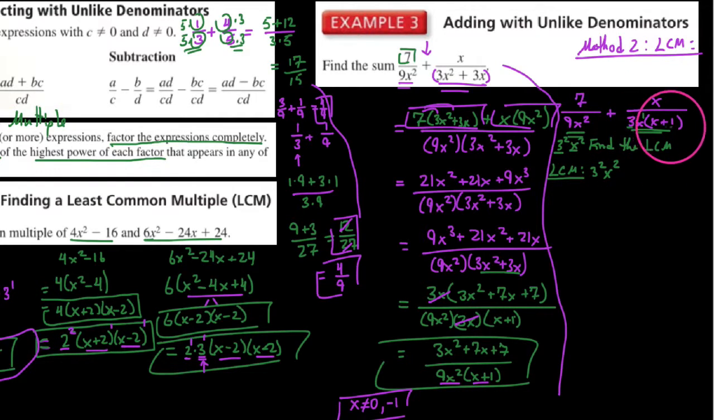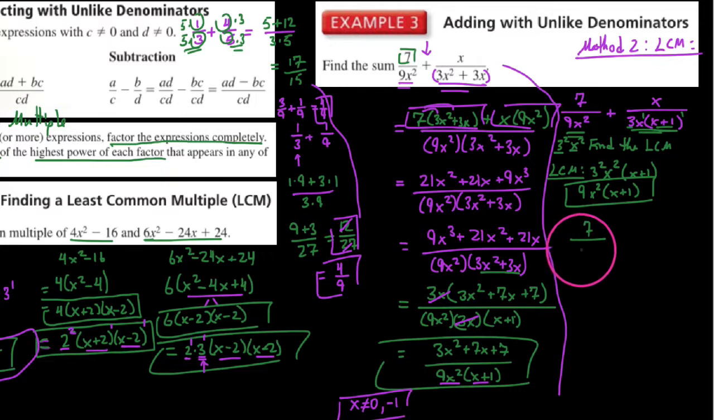And looking at the right denominator, this had an x plus 1 to the first. This doesn't have an x plus 1. So the highest power of x plus 1 is just 1. So our least common multiple is 9x squared times x plus 1. Now I'm going to put a big box around this because here's what we're going to do.